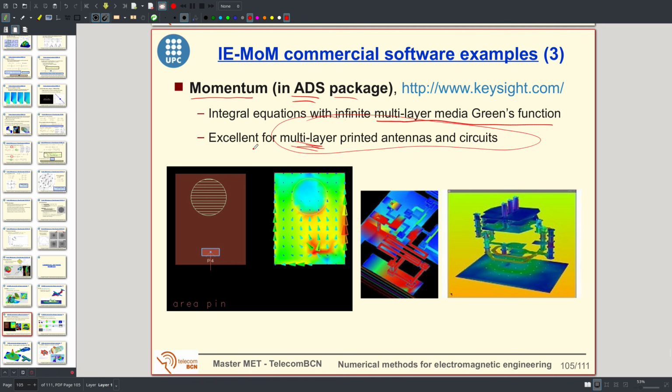So the idea is that instead of using the integral equation in free space, it uses the Green's function. It is an integral equation analysis discretized by method of moments, but instead of using the Green's function of free space, it uses the Green's function for an infinite multilayer media. So it is very good for printed antennas and circuits, and probably the best choice if you want to analyze one of these. It is integrated in the ADS package.